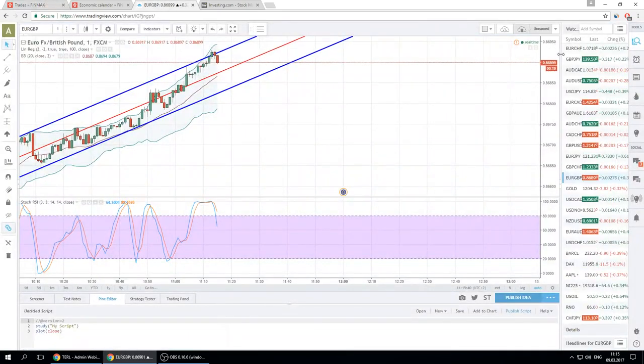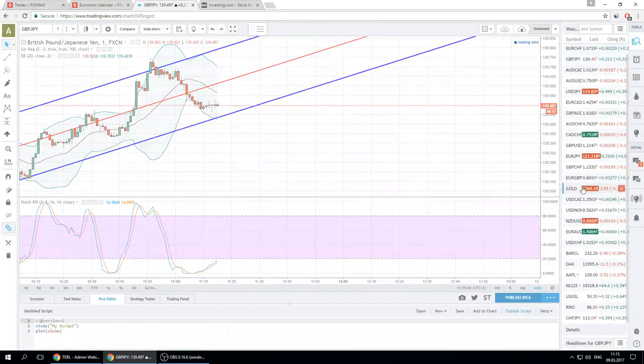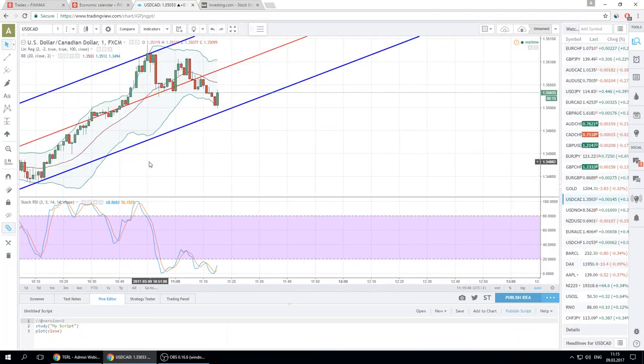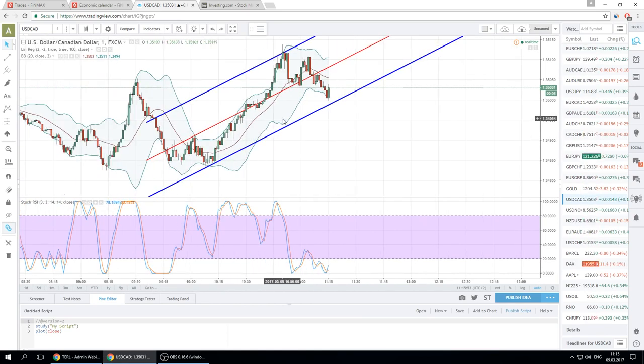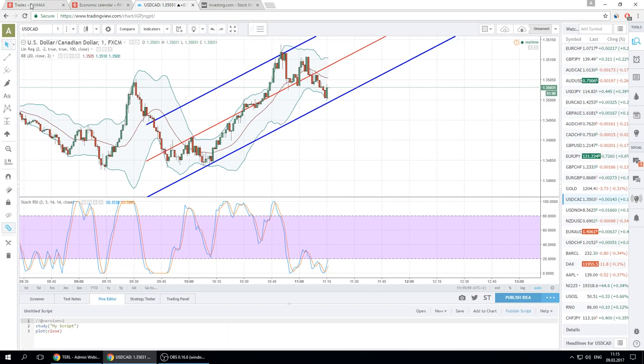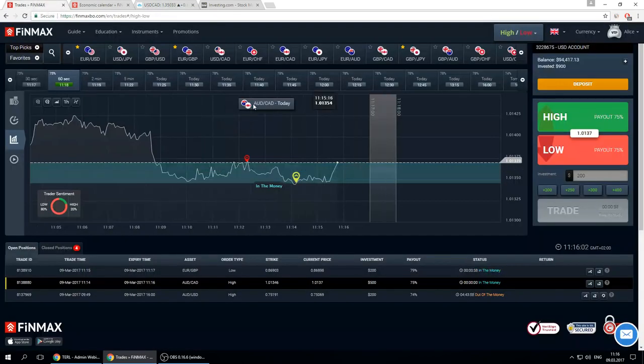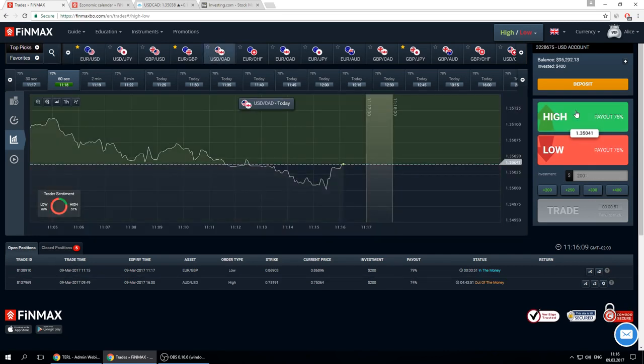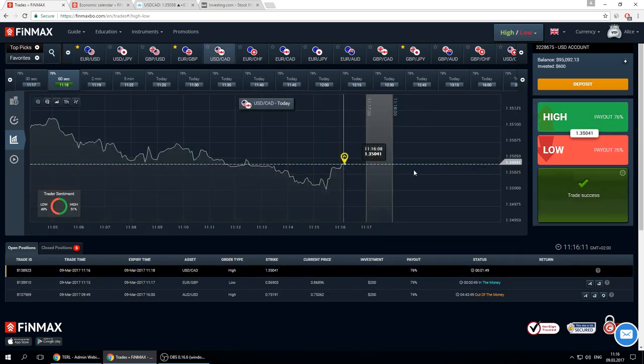And meanwhile, we can also see what's going on with gold. Okay, euro against the dollar Canadian, also pretty good situation. Oh, USD Canadian. Let's enter for high for 1 minute.